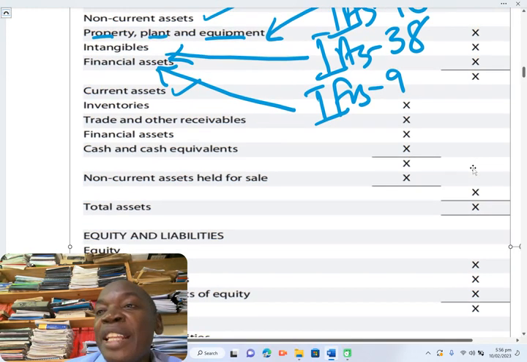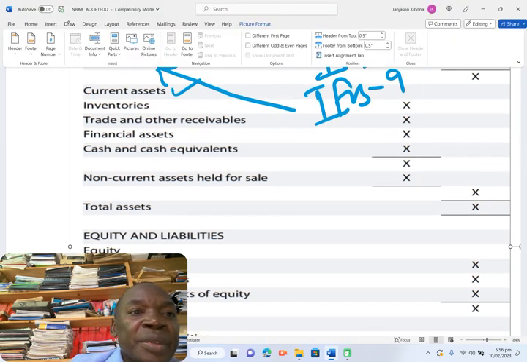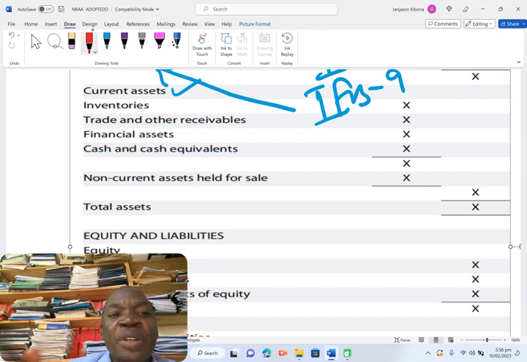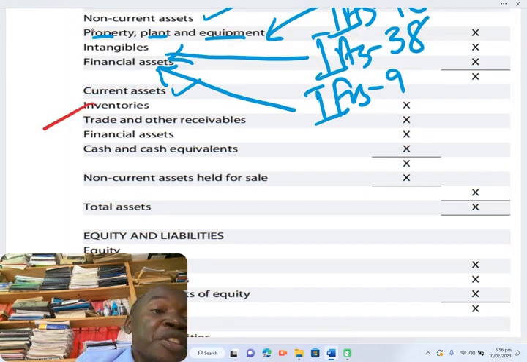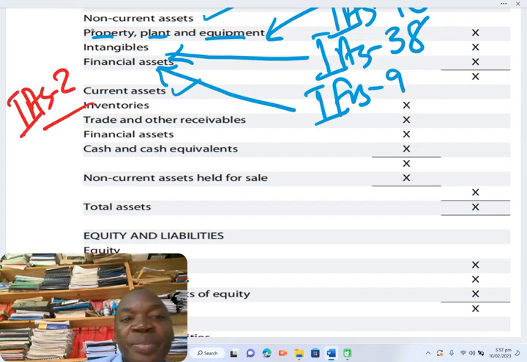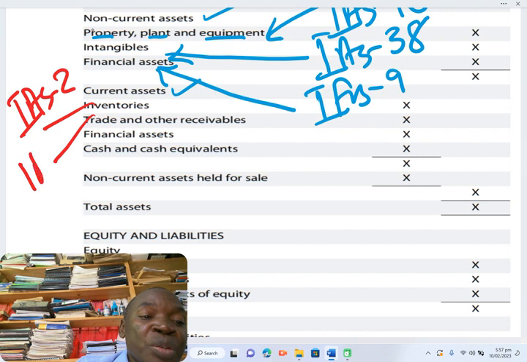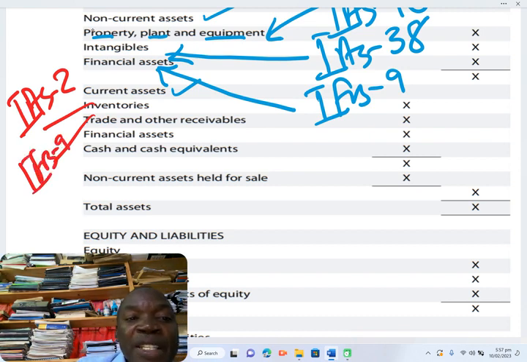Now, we have the following also. Inventory. Do you see inventory? It is within IAS what? 2. Trade receivables, these are also financial instruments in IFRS number 9. Then financial asset, financial instrument, IFRS 9. Cash and cash equivalent, no standards.